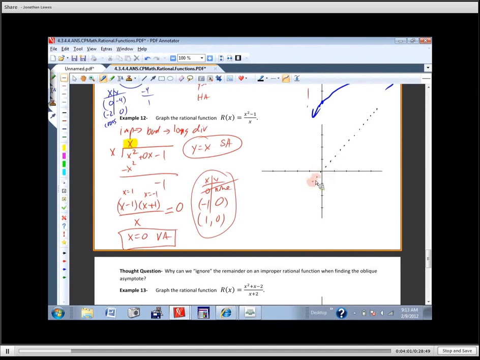Oh, yeah. How did you get the vertical asymptote of x equals 0? Because in the denominator, you find the zeros. So what would make x equal to 0? That would be 0. And it doesn't cancel, so it's not a hole. It's just a vertical asymptote. Any questions there?